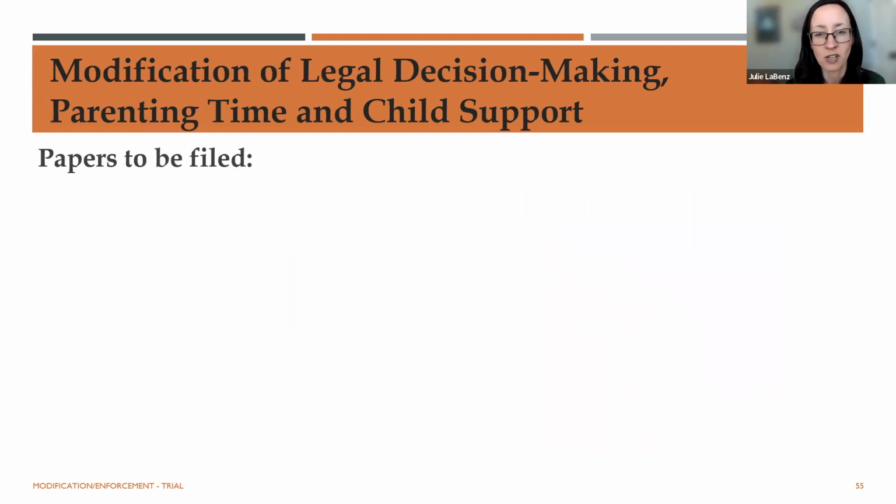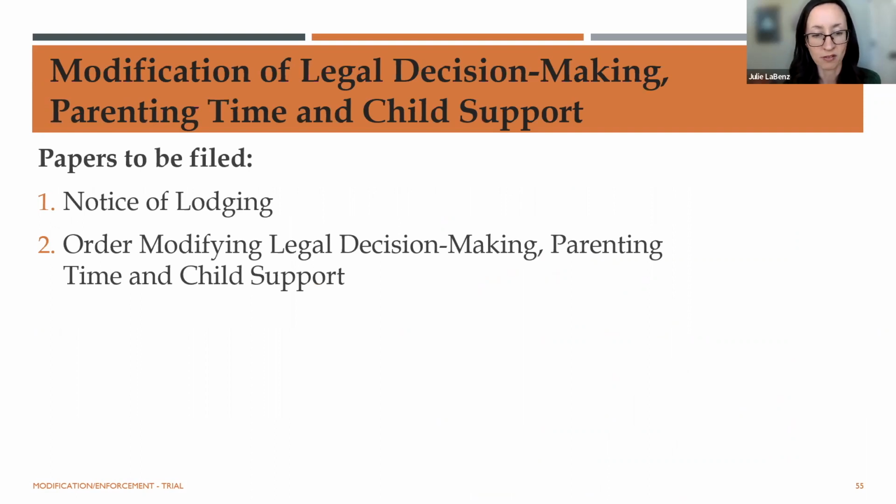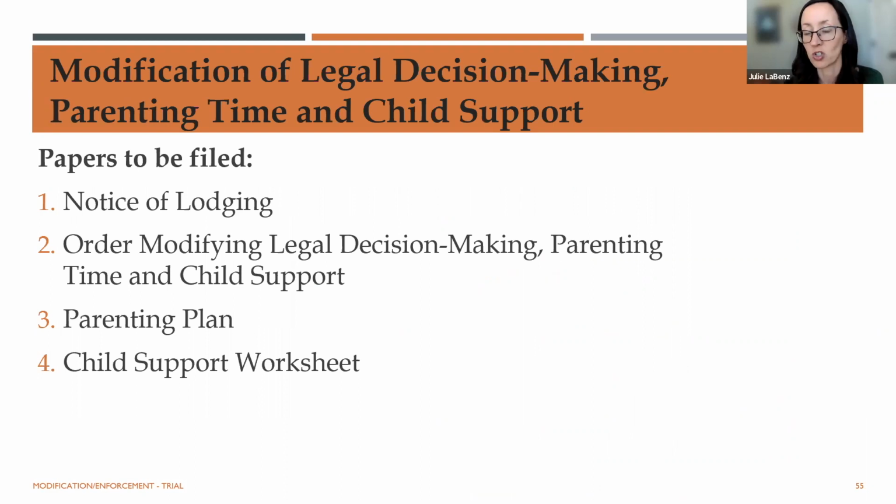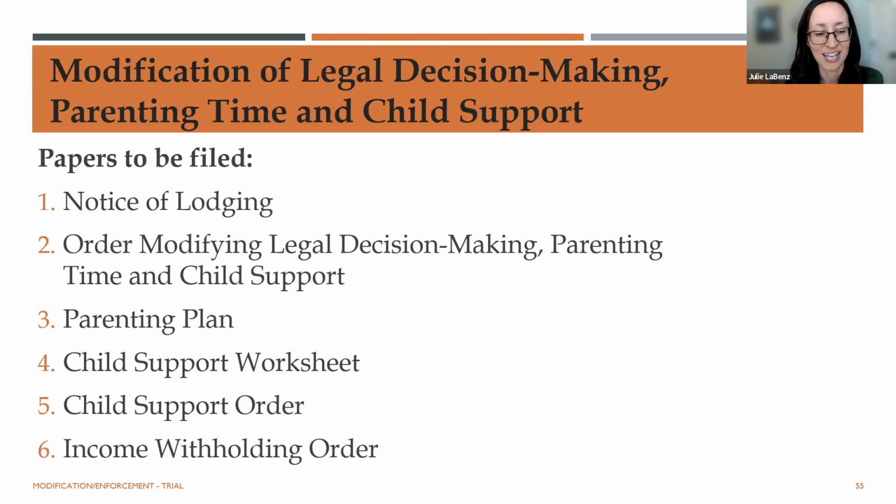If you're facing a modification of legal decision-making, parenting time, and child support, then you've got the notice of lodging, the proposed order modifying the parenting plan with the terms of the modification, the child support worksheet showing the modified child support amount, the child support order showing the modified child support amount, and then an income withholding order. This is an order to the party that's ordered to pay child support. This is an order to their employer to take a certain amount of money out of their paycheck, send it to the support clearinghouse so that the money can then be given to the parent entitled to receive child support.